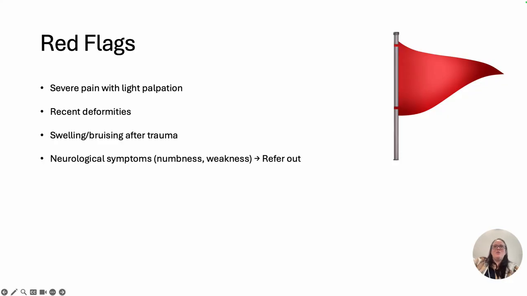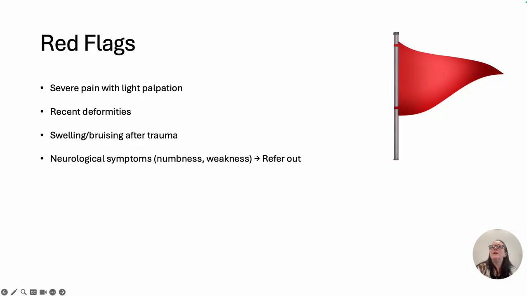Red flags. Severe pain with light palpation on the ribs or the spine. Any recent deformities. If somebody noticed that something started to become deformed for no reason, that's a red flag. Okay, so that might indicate a very, very, very bad disease for them.